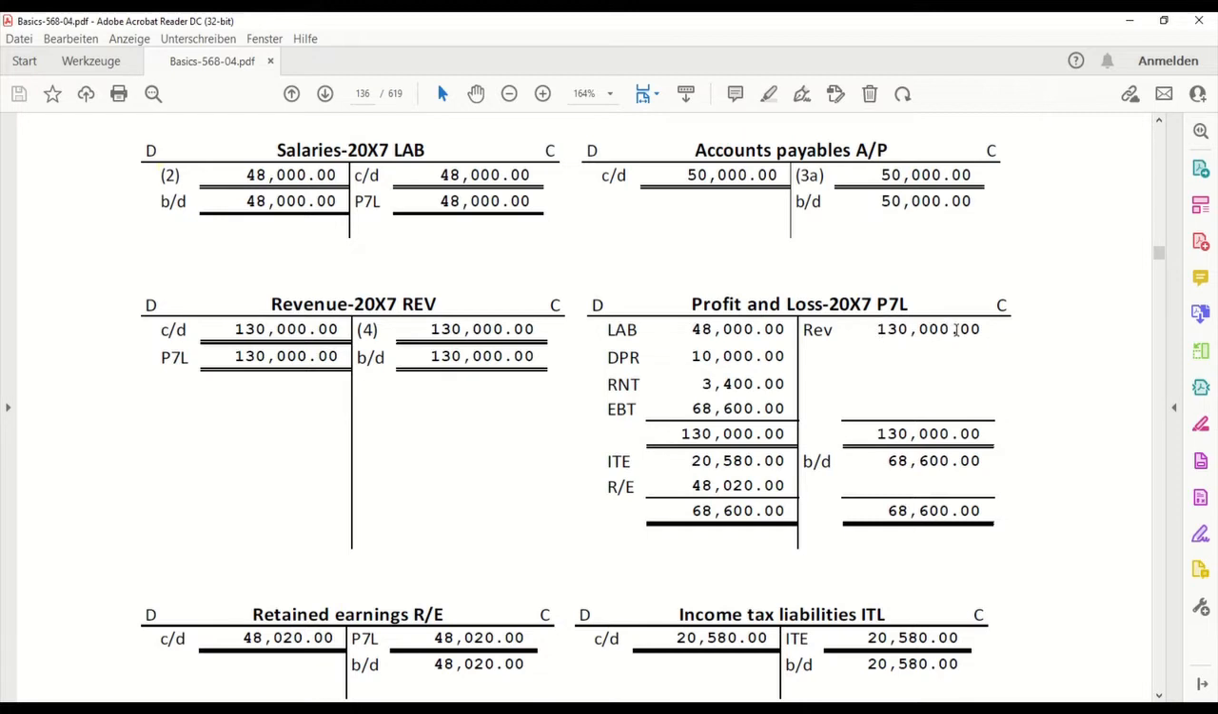You will see revenue $130,000 on the credit side, and on the debit side we get the expenses for labor, depreciation and rent. In total, the pre-tax profit is $68,600.